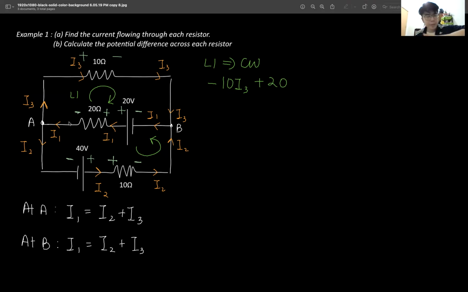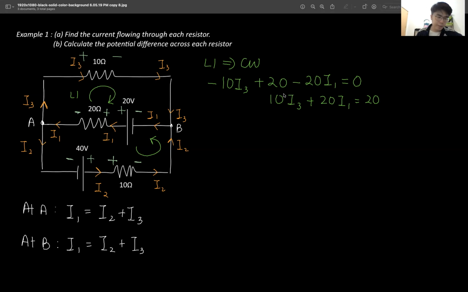Okay, remember must follow the clockwise direction. And then we go to the 20 ohm resistor. Positive to negative, so it's a negative 20 I1. Back to A, finish. So equals to 0. Okay, here I move everything to the right, so 10 I3 plus 20 I1 equals to 20.